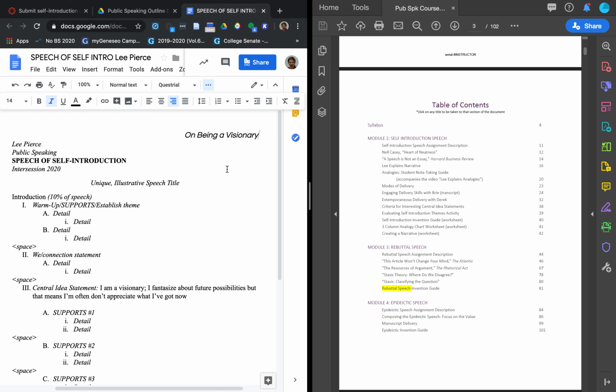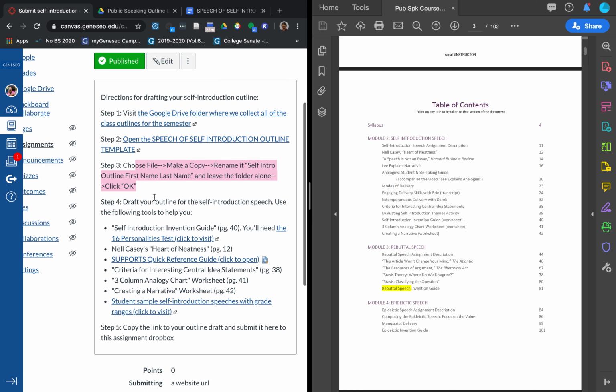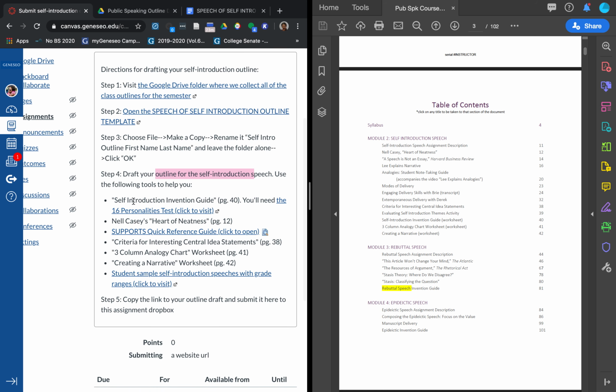So let's head back over here. We've done all this. We've created our template and put it in the thing. And now we're going to draft the outline for the self-introduction speech. Self-introduction guide with the 16 personalities, already did that.